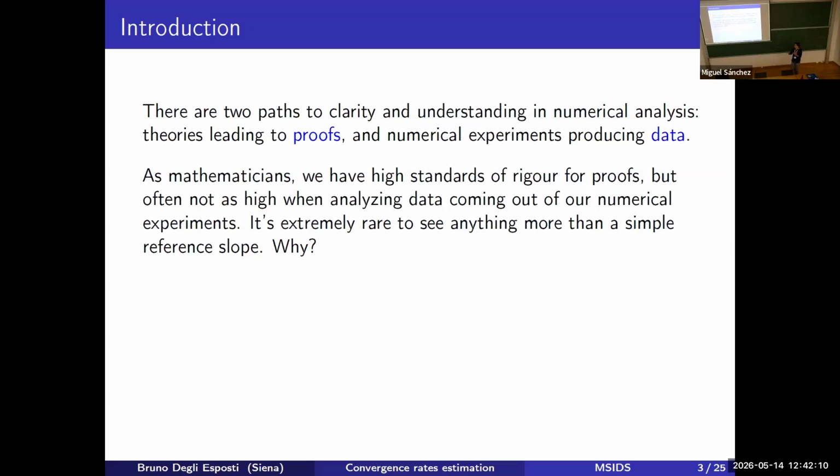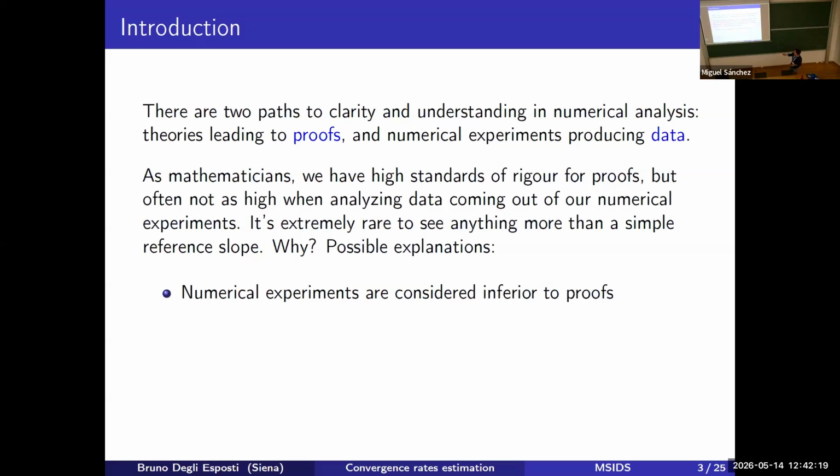But it's extremely rare to see anything more than a simple reference slope. So I asked myself why, and there are a few reasons. Some of these are philosophical. So, okay, we can maybe discuss over coffee or beer. For example, from an epistemological point of view, I think many of you would say that numerical experiments are inferior in some sense to proofs. At least this is the default mathematician's point of view, I believe. I don't fully believe it myself. I don't really buy into this all the way, I only disagree maybe 90%, okay.